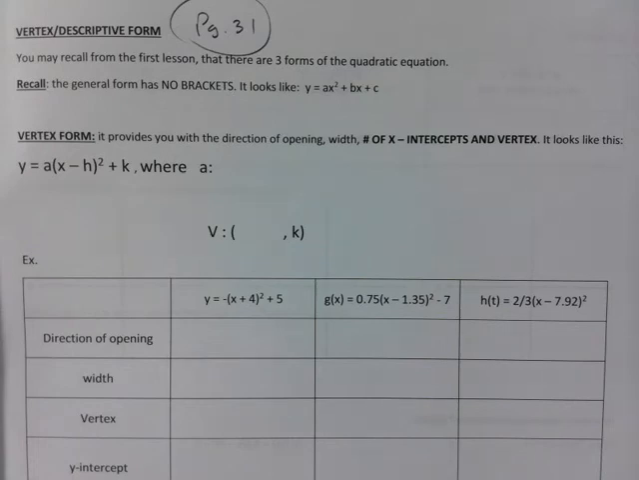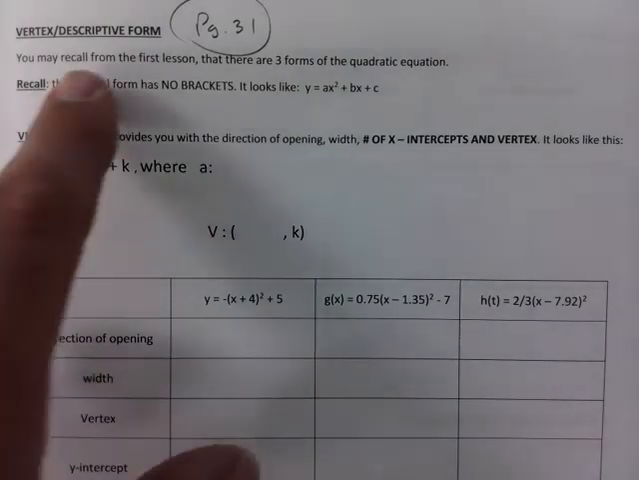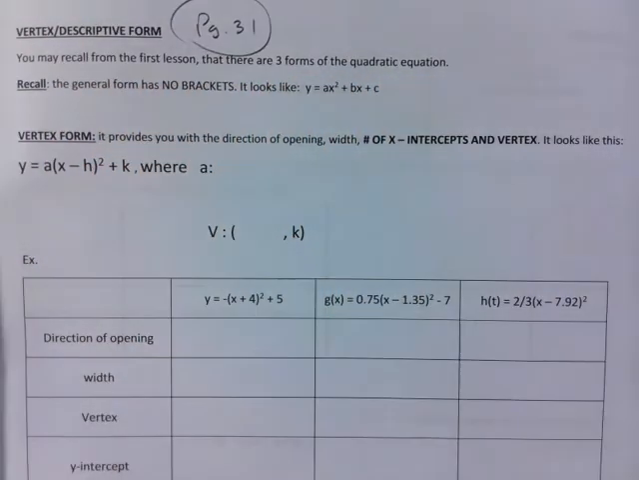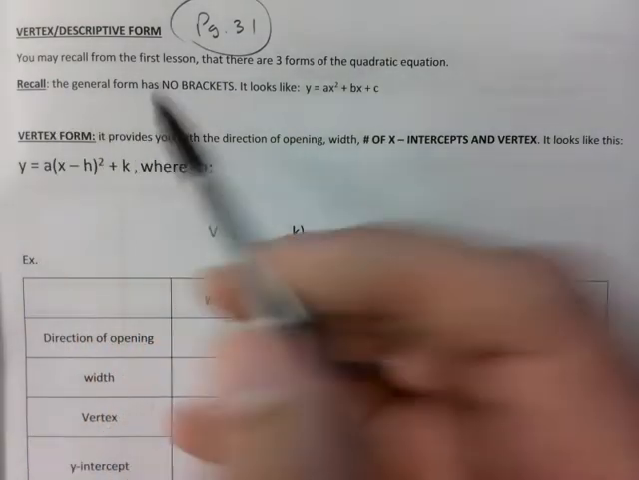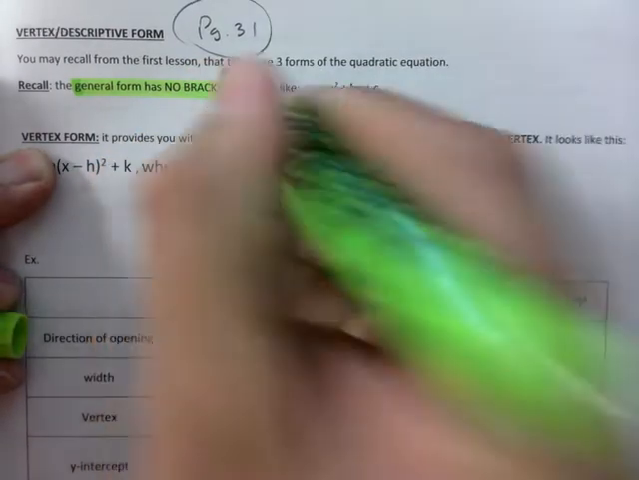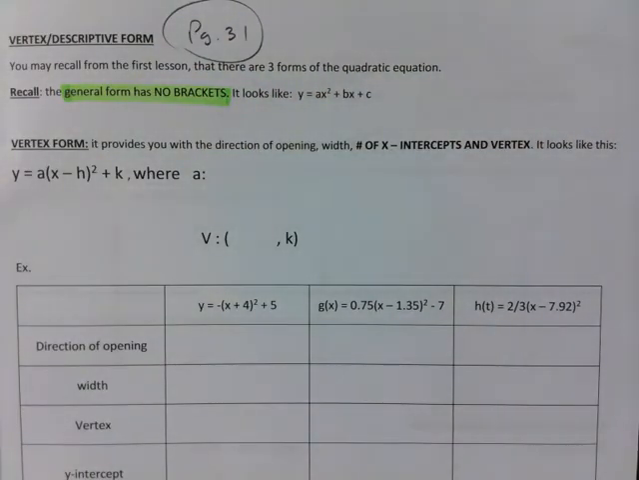So with what is left today, we're going to do vertex form, descriptive form. You may recall from our first lesson that there were three forms of the quadratic equation, right? Recall that the general form has no brackets. You know that something is in general form when you don't see any brackets in it.